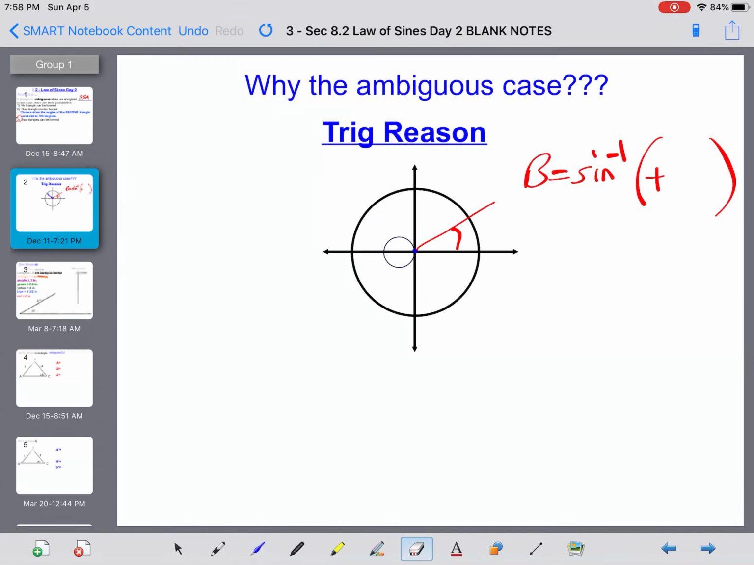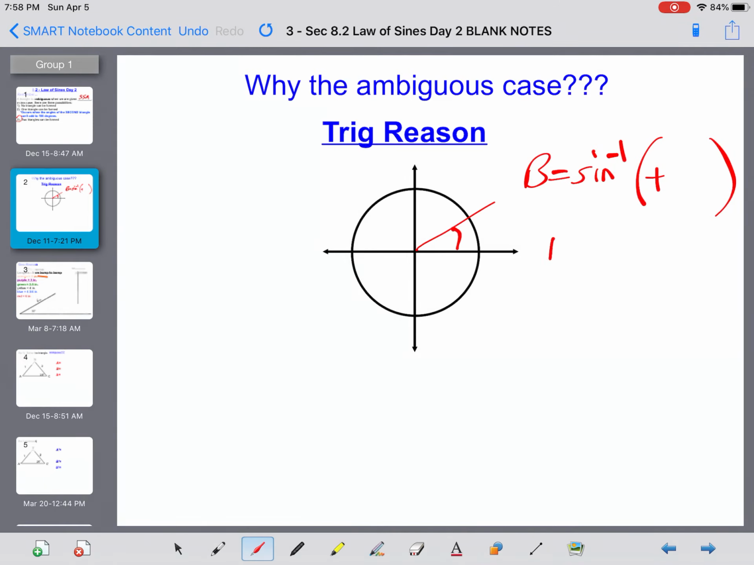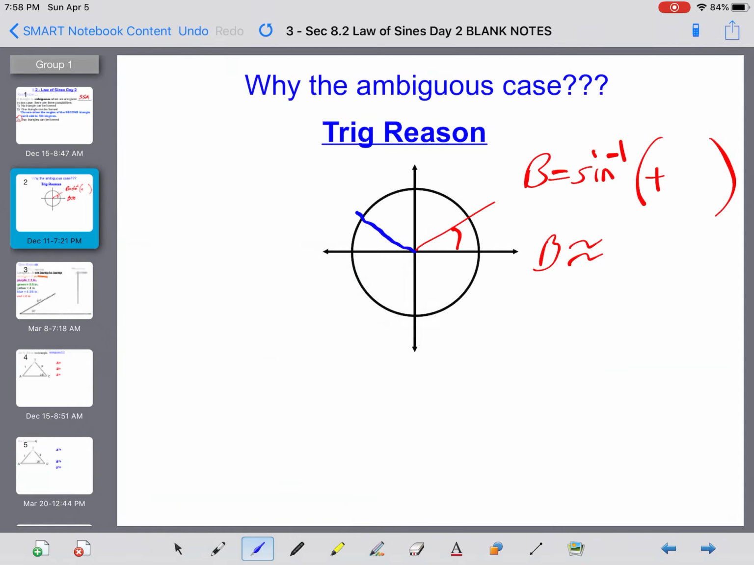I'll just try and get rid of that line there. All right. So when you do sine inverse of whatever that ratio is, you get an angle, right? So let's just say that B is approximately some angle. The other angle in quadrant 2 would be 180 degrees minus B, right? Whatever you got. So that's why there are two possible triangles. When you use law of sines and you sine inverse both sides, you might use the red B, or you might use that blue angle, which is another option to make another triangle. All right, so that's why this ambiguous case happens.